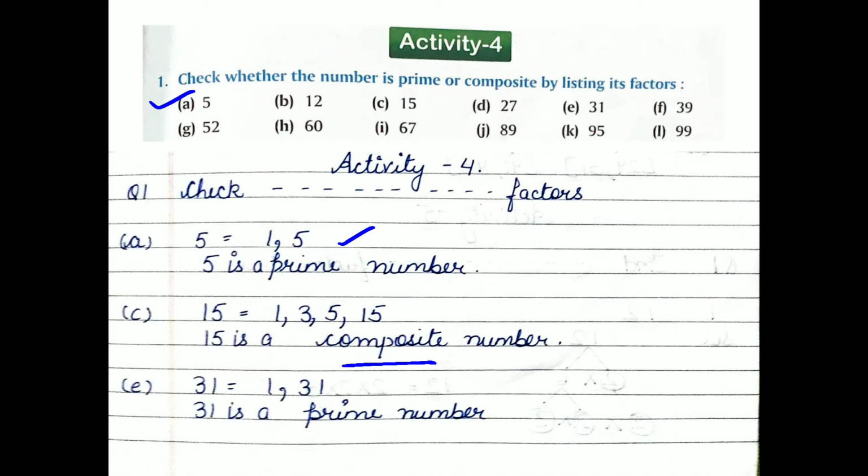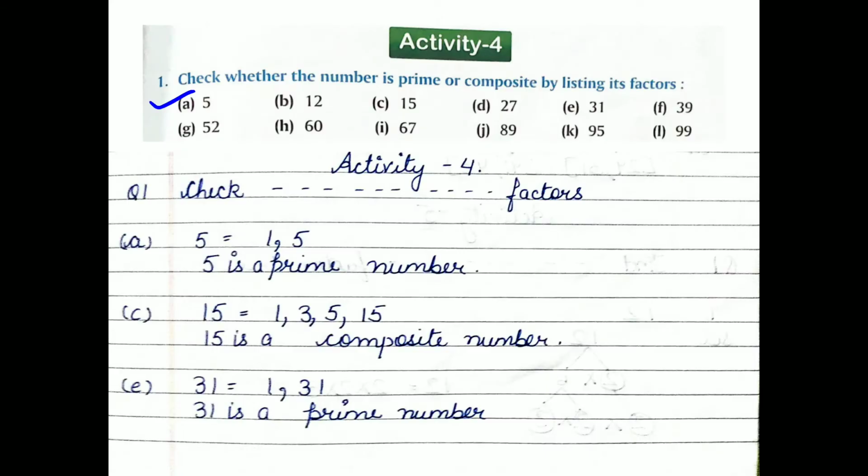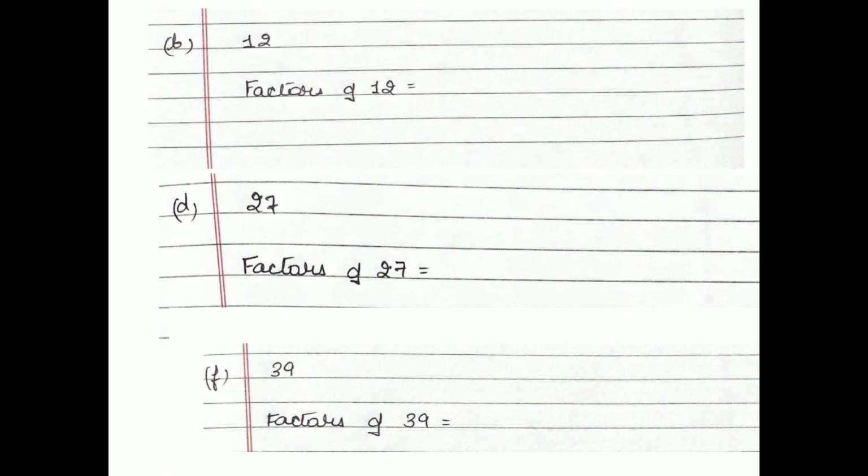Clear? Now the E part, that is 31. 31, if you make the factors, it has only two factors, that is 1 and 31. So 31 is a prime number. Clear, students? Now I will tell you the B part, D part and F part, which I have not discussed in the first slide. Now I will discuss.